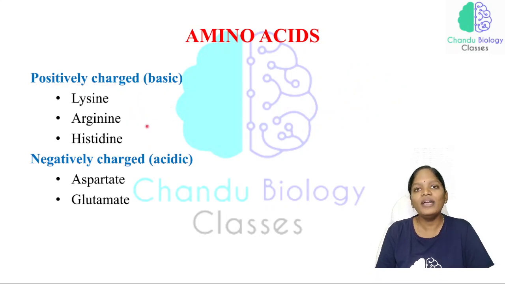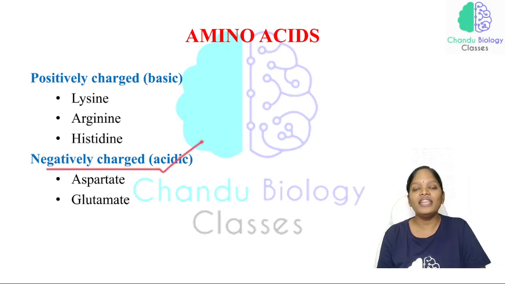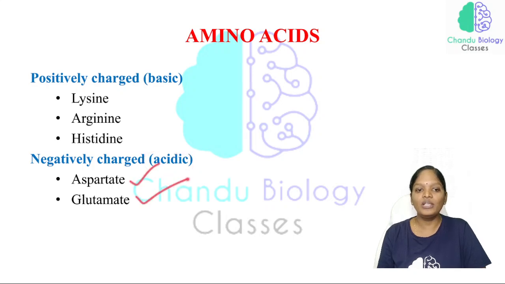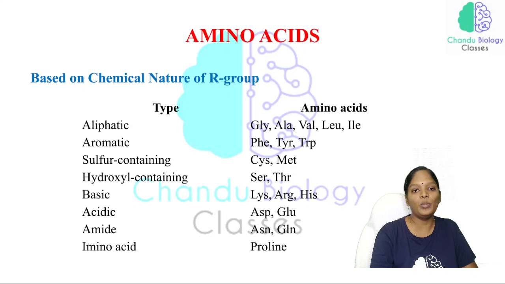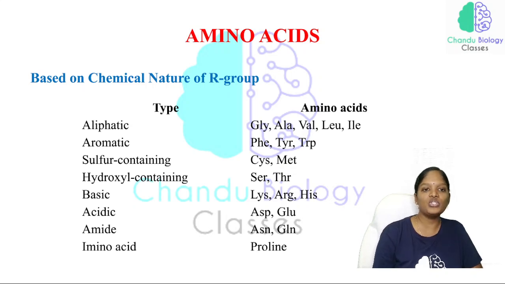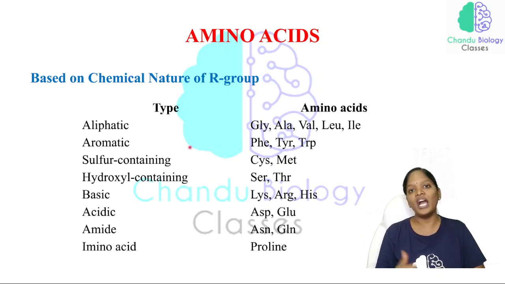These are all the positively charged amino acids, and we also have negatively charged amino acids, and those are acidic amino acids: aspartate and glutamate. These are the negatively charged acidic amino acids. Very important. Aspartate is also called aspartic acid, and glutamate is also called glutamic acid. This is all very important, and next is the classification based on the chemical nature of the R group.